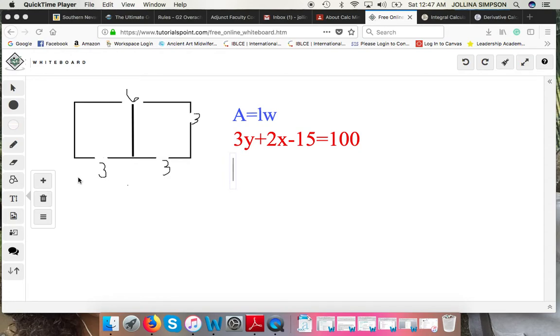Today we're going to be working on an optimization problem. Now, optimization problems are actually very useful in real life and everyday usage. So the problem that we're going to do today utilizes some everyday needs.